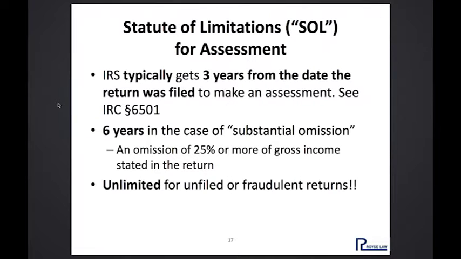All right, let's take a moment to discuss the statute of limitations for assessment. Now, the IRS typically gets 3 years from the date the return was filed to make an assessment. And there are 6 years in the case of a substantial omission. That's where there's an omission of 25% or more of gross income stated in the return. And the statute of limitations is unlimited for unfiled or fraudulent returns.